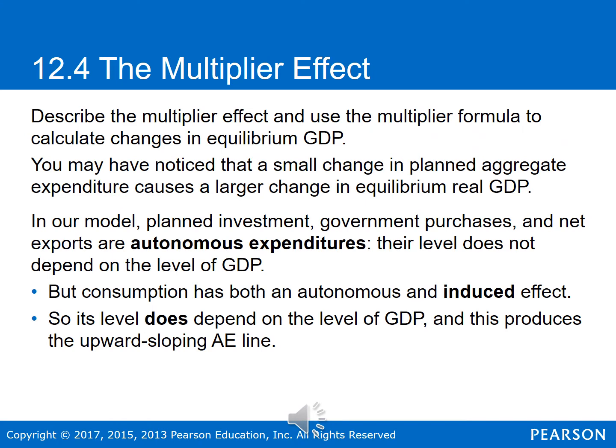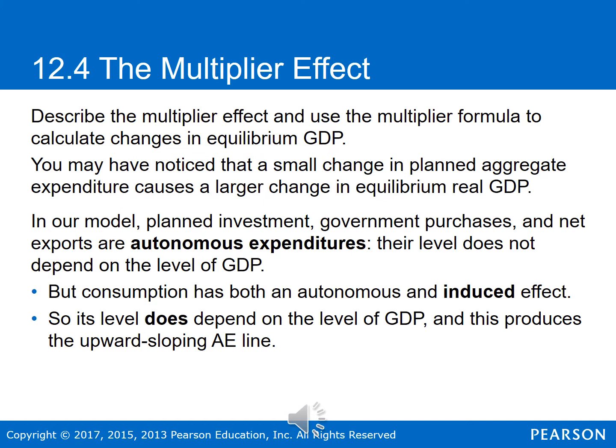Now we're going to turn to section 12.4, the multiplier effect. In a previous example, you might have noticed that a small change in the planned aggregate expenditure caused a large change in equilibrium real GDP. So in this section, we're going to look more closely at the effects of a change in aggregate expenditure on the equilibrium real GDP.